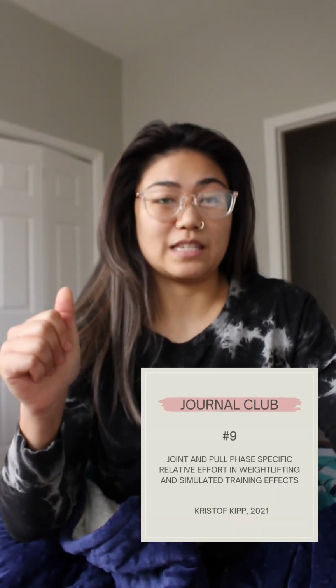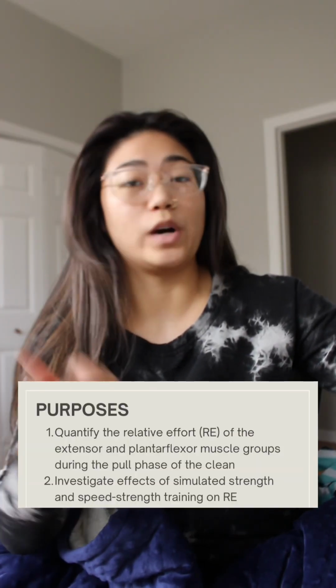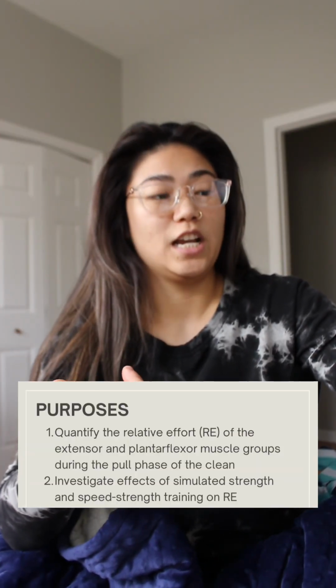This video is to discuss a little bit about net joint moments, inverse dynamics, and how all that was used to get the results from the paper discussed in my journal club number 9. The purpose of that paper was to, one, quantify relative effort. So according to ChatGPT, relative effort in the context of joint moments refers to the amount of force or torque generated by a particular muscle or muscle group around a joint during a specific movement, which just sounds like net joint moment. So net joint moment is the force required at a joint to obtain a movement.